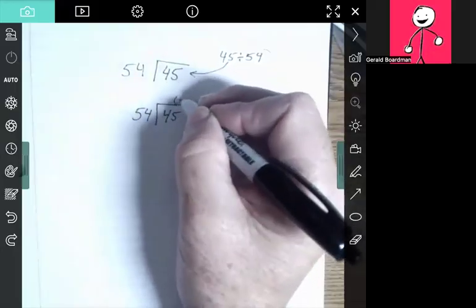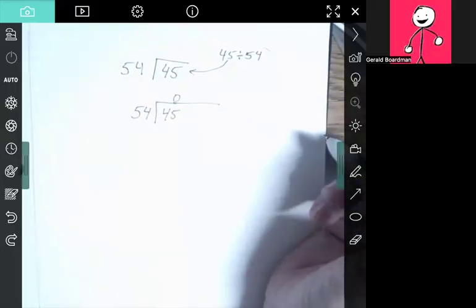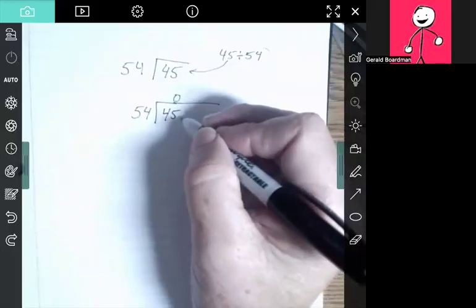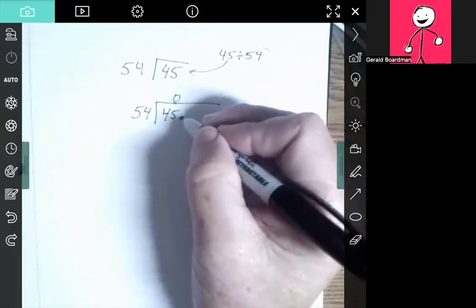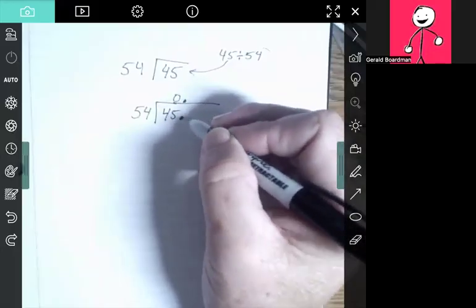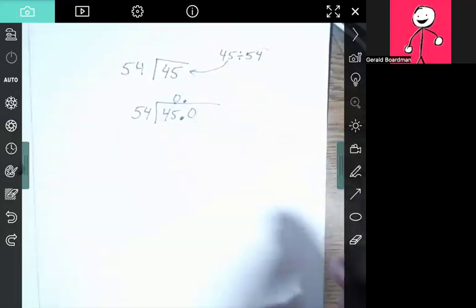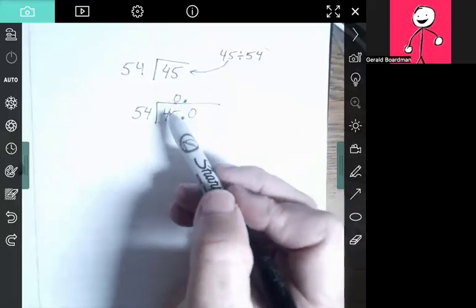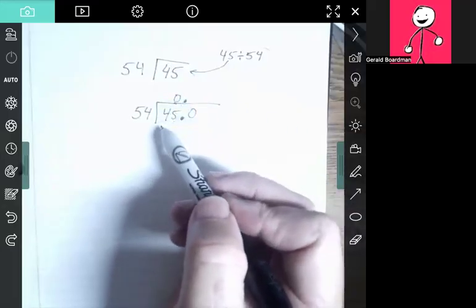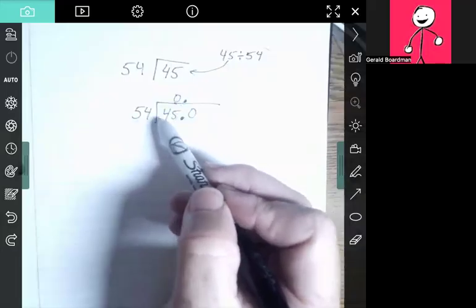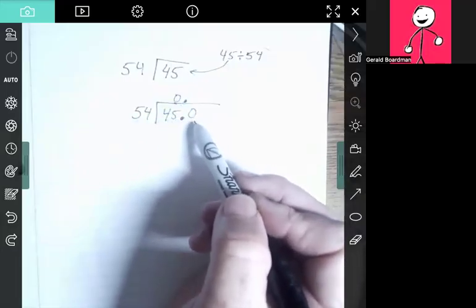And there's 0 times, right? 54 is too big. So what we're going to do is put a decimal place here and up here, and now we're going to add a 0. Now you can see that we have 450. So with 450, it's a different question now. 54 times what equals 450?